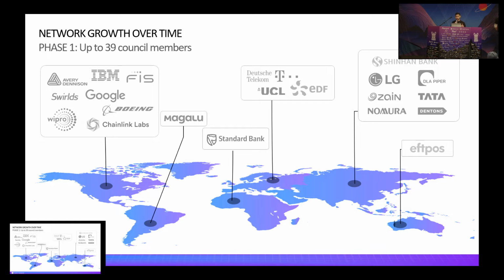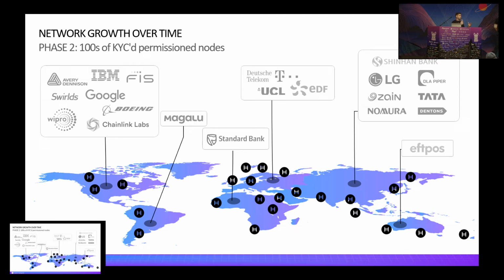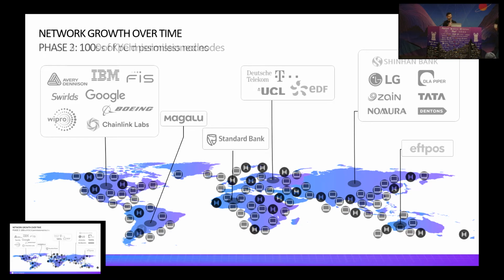In the first phase, the nodes are run by the 39 governing council members. In phase 2, we open the network, and this is bound to happen this year, to KYC'd community nodes. And then the next step, or phase 3, is opening the network to permissionless and anonymous nodes. So that is the path to decentralization. We want to build a network and a company that is around for 100 years plus, and so we want to make sure we get this right.